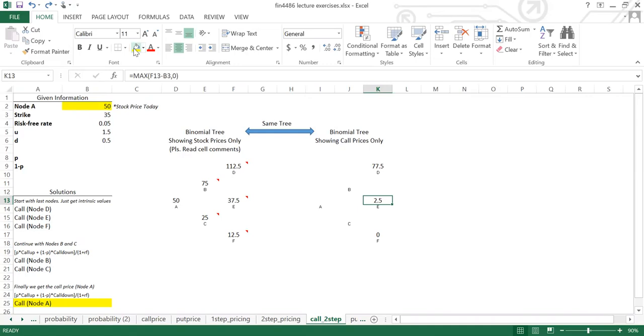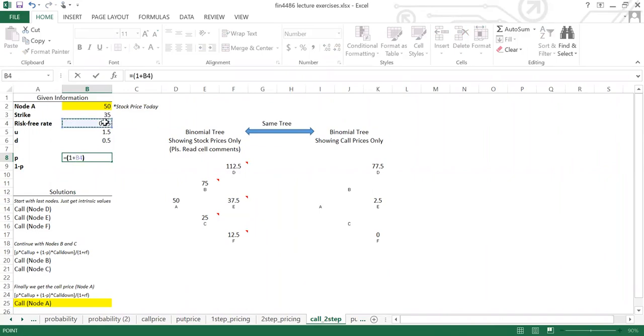Since we need the probabilities, let's start with the probabilities. So what are the probabilities? Keep in mind the formula, once again, we have used it several times, is (1 plus r minus d), and we include all of this in a parenthesis, and then we divide this by up minus down.